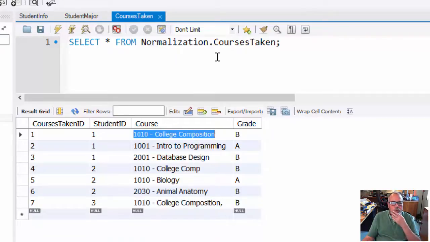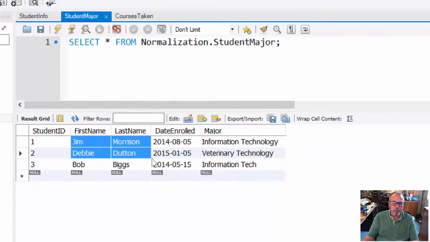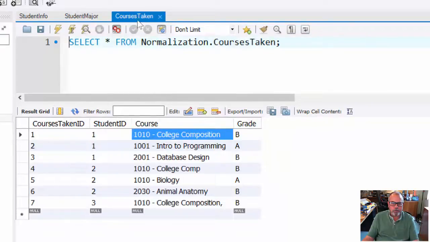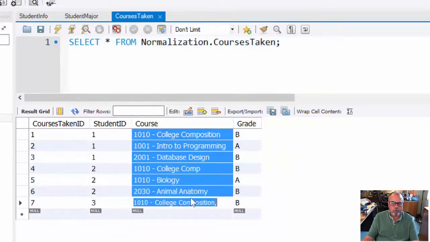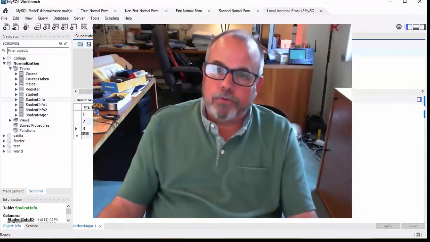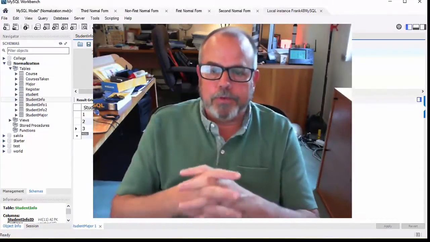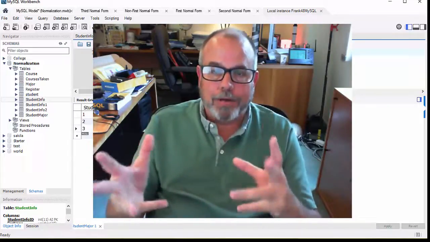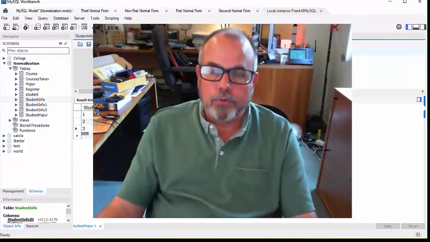So we've made things better now because we're storing the student information in only one place, but we're still storing major in more than one place, and we're storing the name of the course in more than one place. This is better than first normal form, but it's still a problem in second normal form. And that's what we'll correct next as we move on to third normal form.